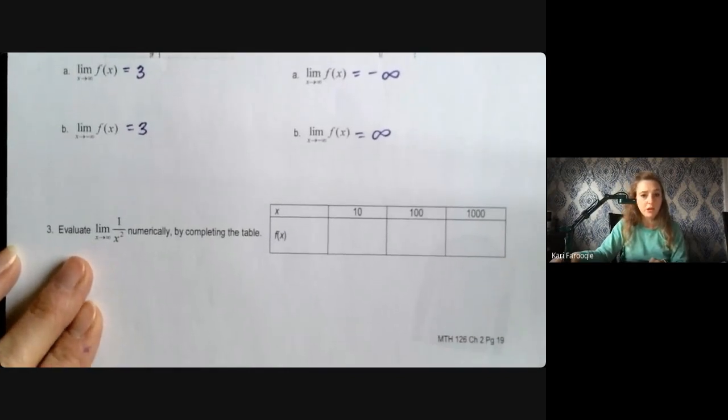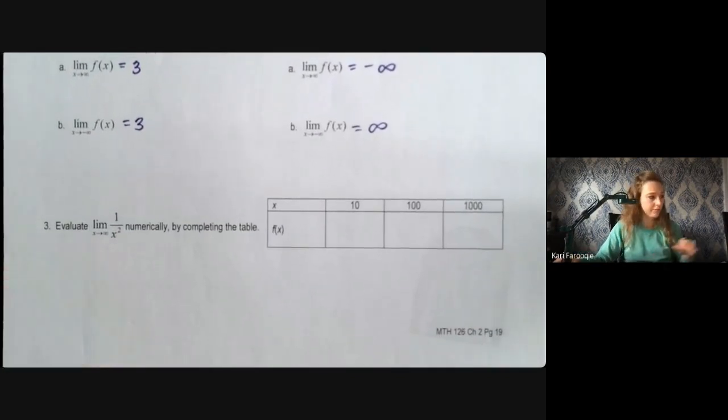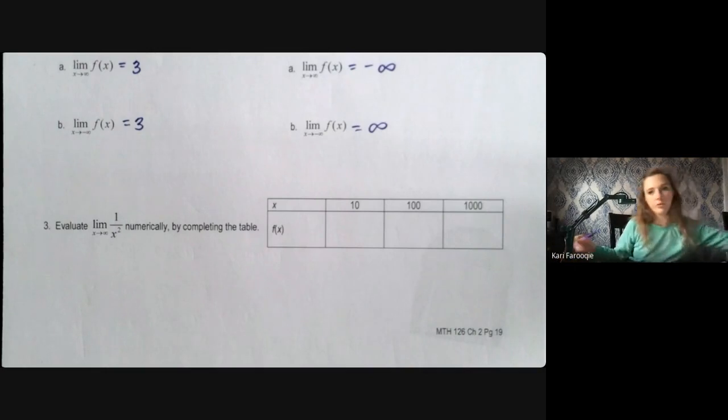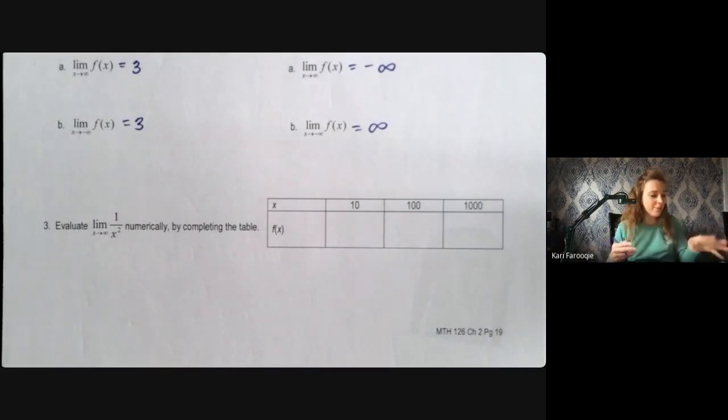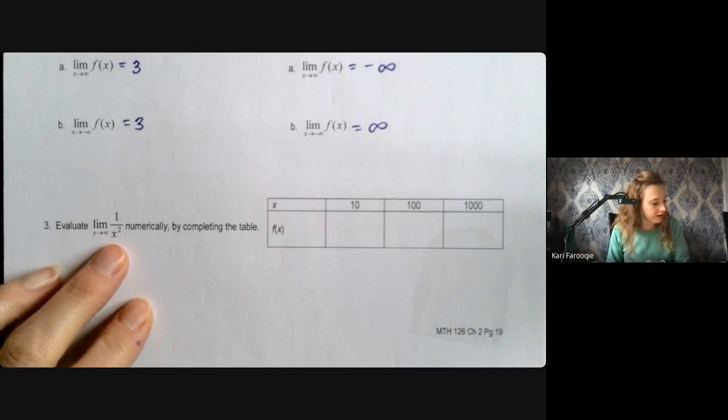Evaluate the limit numerically by completing the table. I'm really glad we're doing this because we always need more work with evaluating limits numerically. It's such an important skill, and I feel like students only do it when you tell them to do it, but it's just so useful for evaluating a limit, especially if you're not sure what to do, just pop in some values. So our function is going to be 1 over x squared.